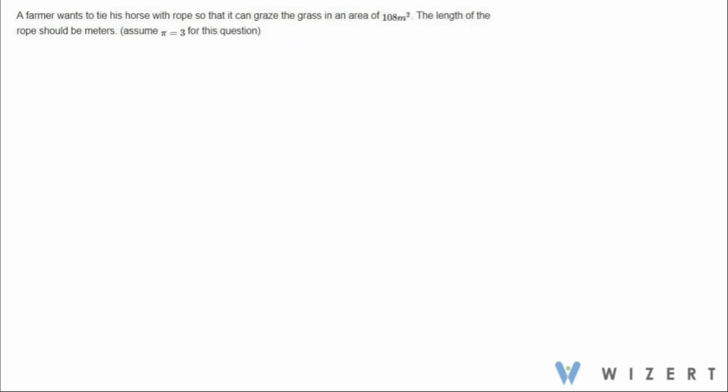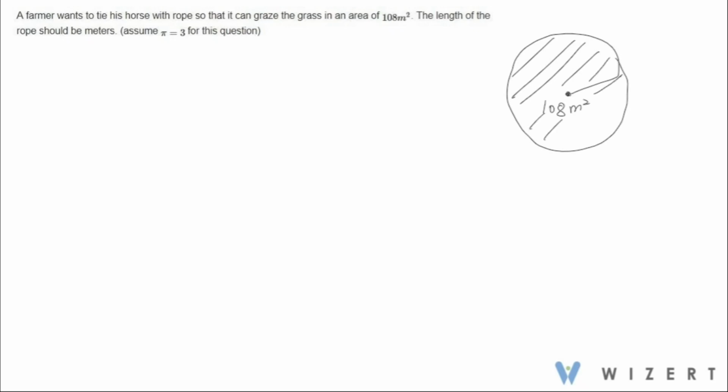Now we know that when this horse will be tied with a rope over here, the area that it can graze is going to be a circle. It's going to be a circle. Now this area is given as 108 meters square. Right? This area is given as 108 meters square.